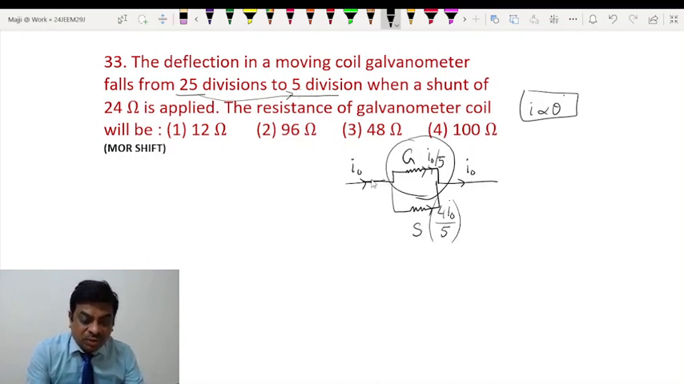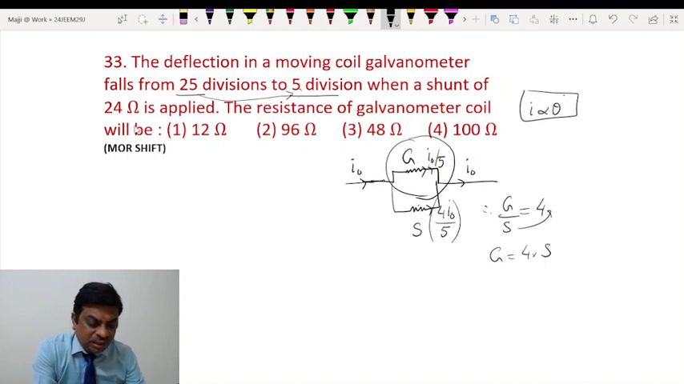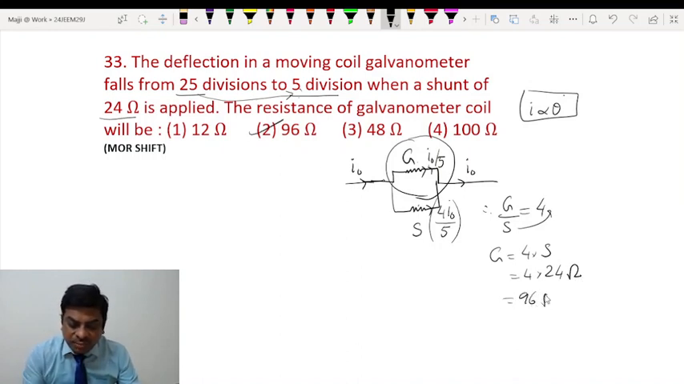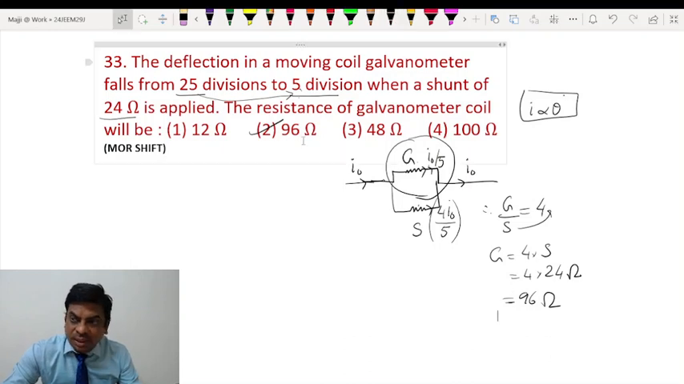Here I have applied Kirchhoff's first law. Out of I naught, only I naught by 5 current is flowing because the deflection reduced by a factor of 1 by 5. So naturally the rest of the current must be taken away. As you can see, in parallel connection, current varies inversely as the resistance. So here the ratio of current is 1:4, so the ratio of resistance must be 4:1. That is G by S must be 4. So G must be 4 times S. Here clearly they have given the value of shunt is 24. So 4 into 24, we'll go with the 96 ohm option. Right students, moving to the next question.